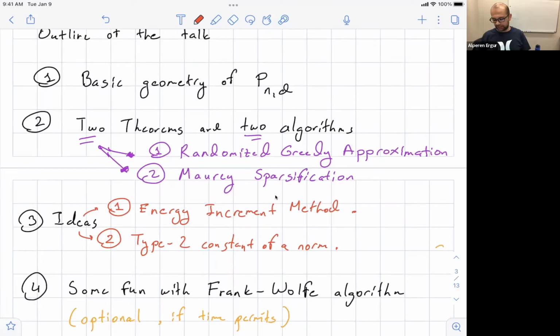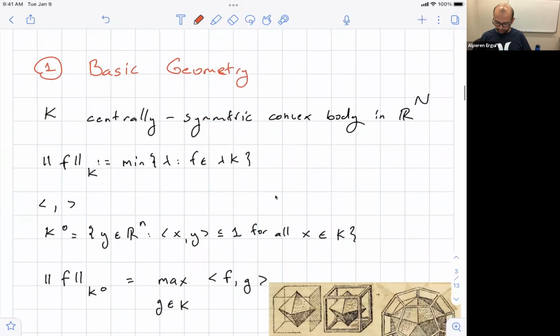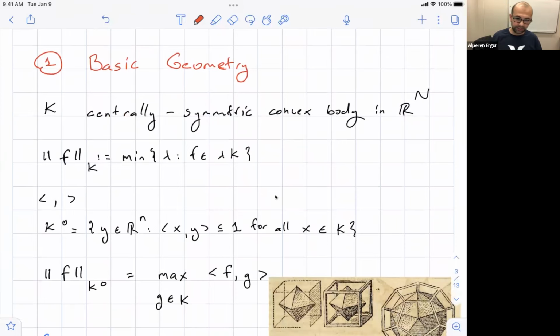Some geometry, statement of the theorems and algorithms that we got, and then I'm going to try to tell you the intuition behind how this works. All right, so here's the basic geometry part. You've got a convex body, centrally symmetric. And whenever you have a convex body in a real space, which I call here R to the capital N, but it doesn't matter, it gives you a norm.